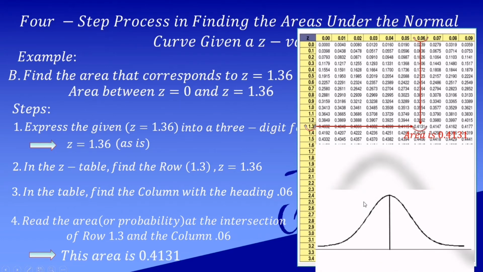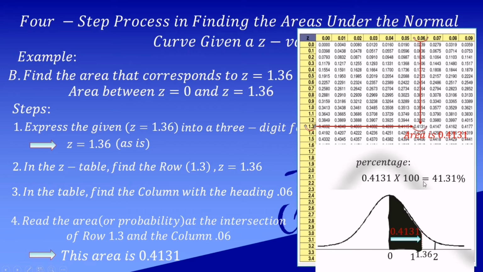To illustrate in our normal curve again, we are looking for the area between 0 and 1.36. The shaded region is equivalent to 0.4131. So the percentage, multiplied by 100, is 41.31%.